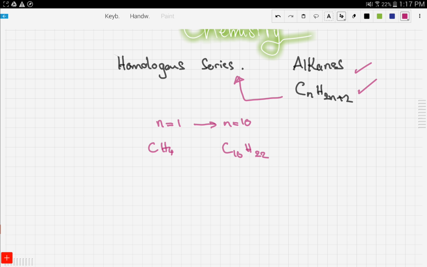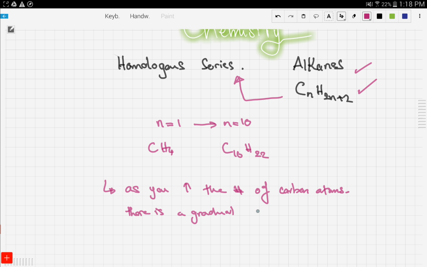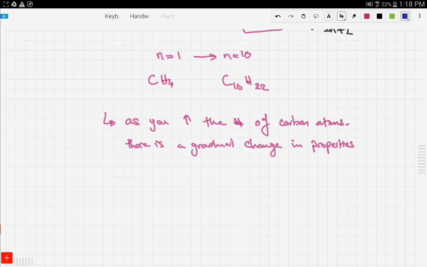Now, as you increase the number of carbon atoms, there is a gradual change in properties. My handwriting is so messy, excuse me guys. Now let's demonstrate this by the structure of the hydrocarbon.